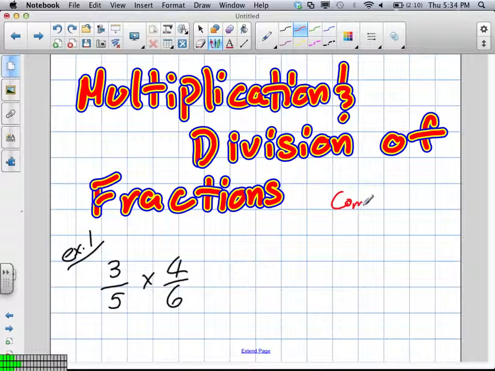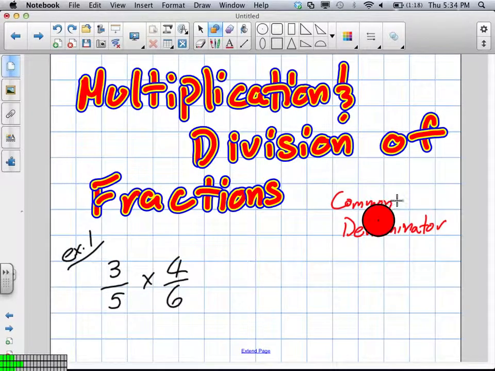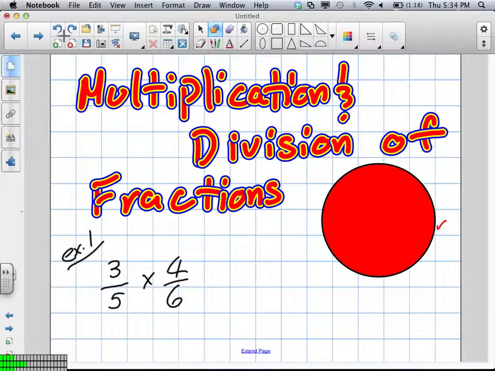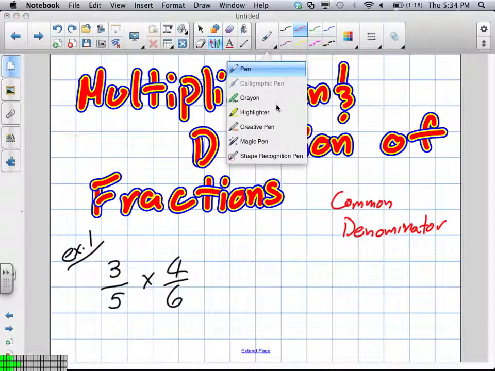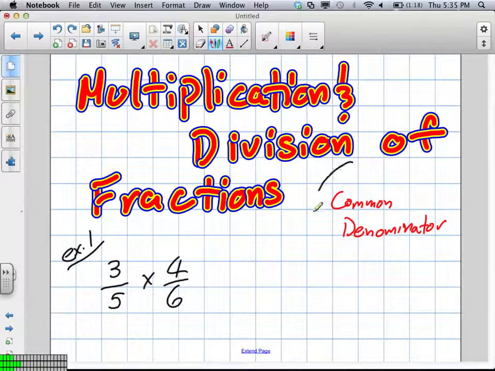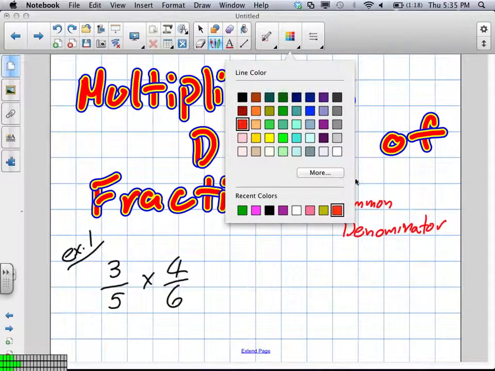So I'm going to put that common denominator. Okay. And I'm going to put a red circle. Oh, that's not what I wanted. I was hoping it was just going to be maybe an outline of a red circle. Yeah, exactly. Hold on, I might be able to do it. Shape recommend. Let's try. Good. I don't know why I'm spending so much time on this, but anyways, let's do it in red.